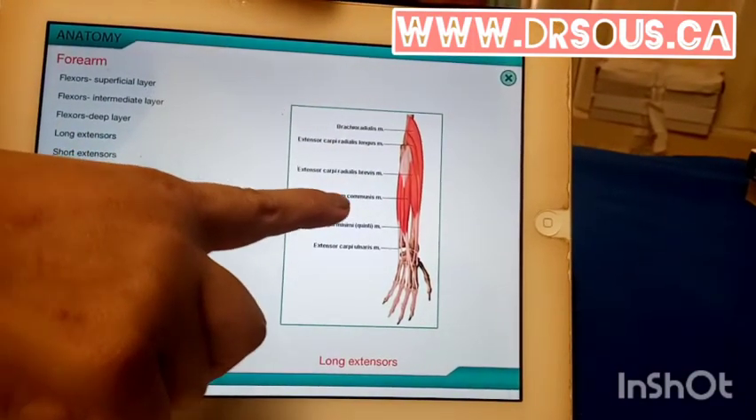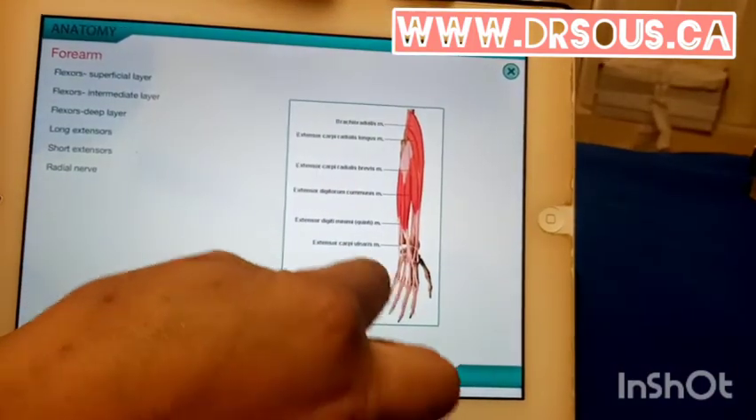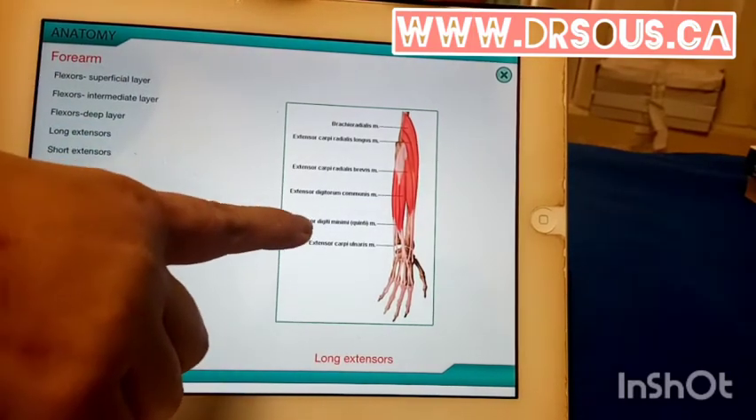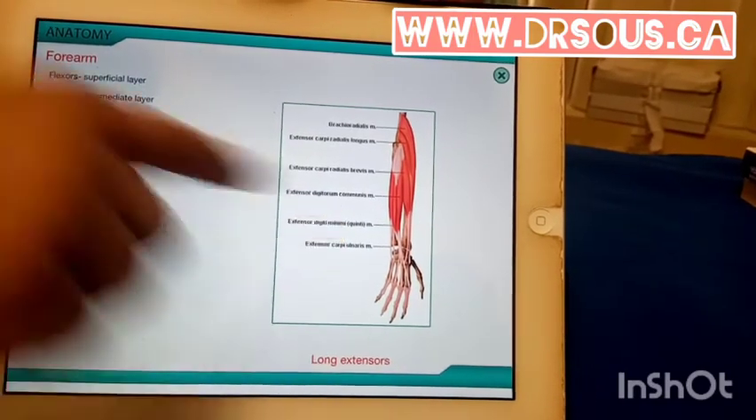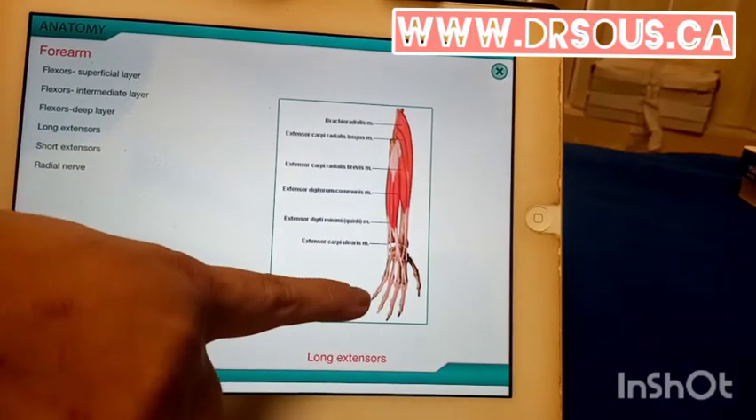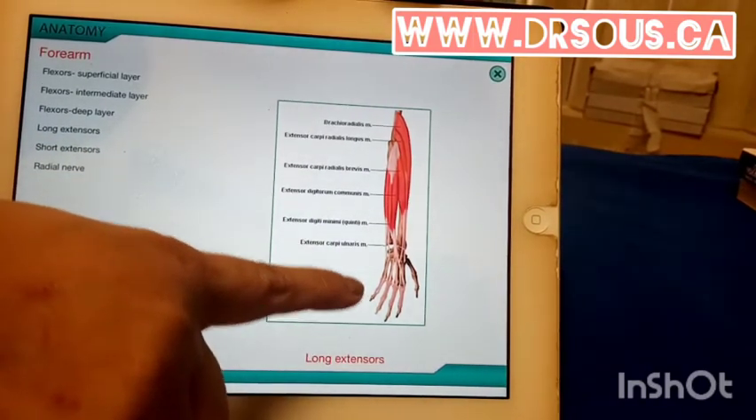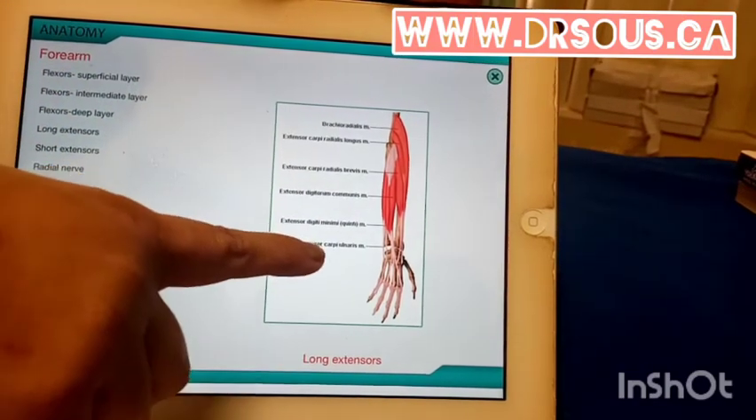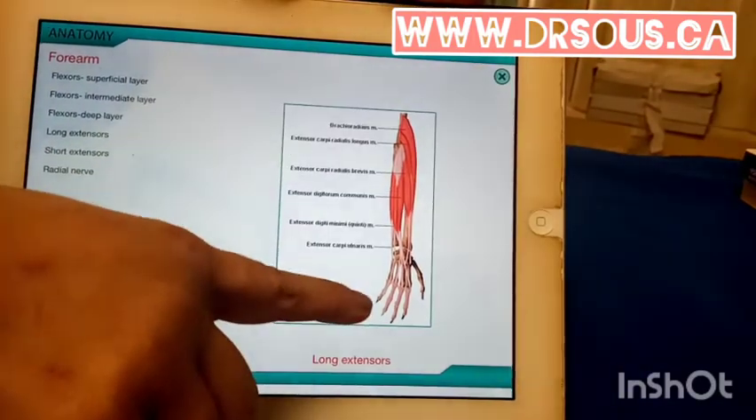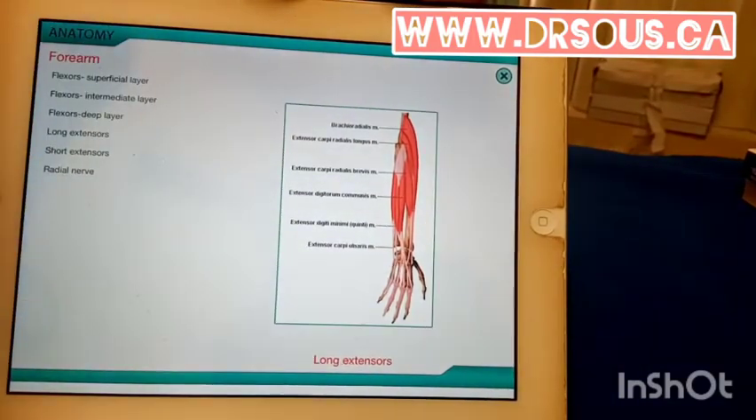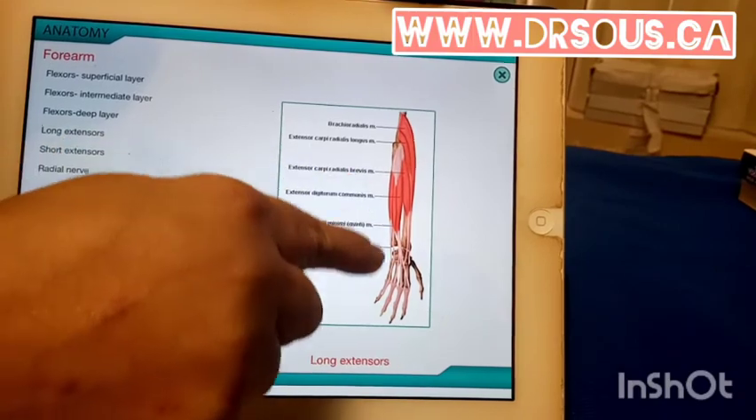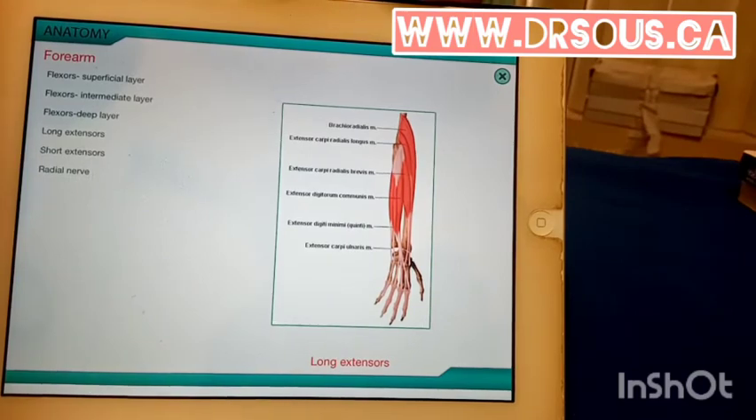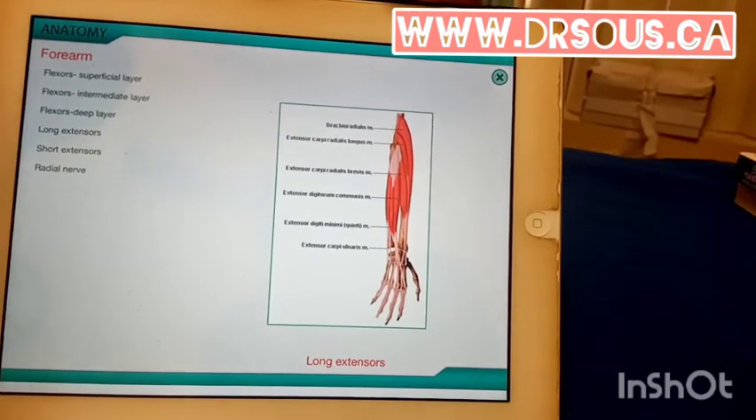Extensor digitorum communis, this is the extensor that is for all the fingers, this is why it's communis. Extensor digiti minimi, why? Because it's the extensor of just this finger number 5. So this is why it's minimi. Extensor carpi ulnaris, same extension. Carpi because it's coming to the carpal area. Ulnaris because it's following the ulna. The ulna is the bone that is connected with finger number 5. So this is a little general overview that you can understand.